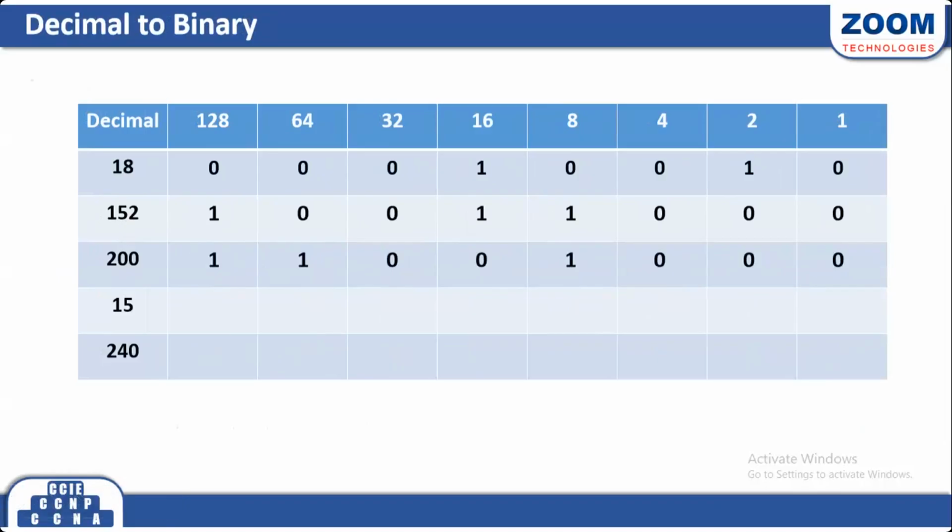Then what will be the binary for this decimal value 15 here? The last four bits will be 1111. The rest all 0, correct. So the first 4 bits will be 0, and the last 4 bits will be 1, because 8, 4, 2, 1, 15. Okay. Then for this 240, what will be the binary?